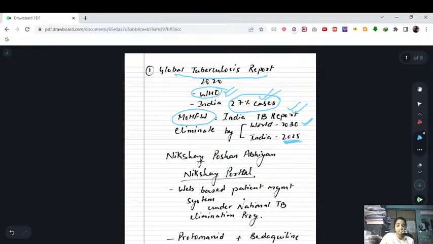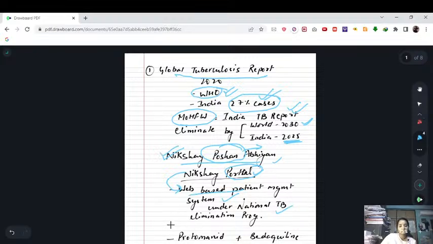Now we have the Nikshay Poshan Abhiyan. What is Nikshay Poshan Abhiyan? It is the National TB Information portal and the Abhiyan. The portal is the National TB Information System, which is a one-stop web-based solution to manage information of patients and monitor program activity and performance throughout the country. It is under the National TB Elimination Program, and the Nikshay Poshan Abhiyan is to provide meals to the TB patient. Now Nikshay portal is a web-based patient management system, and it is under the National TB Elimination Program.